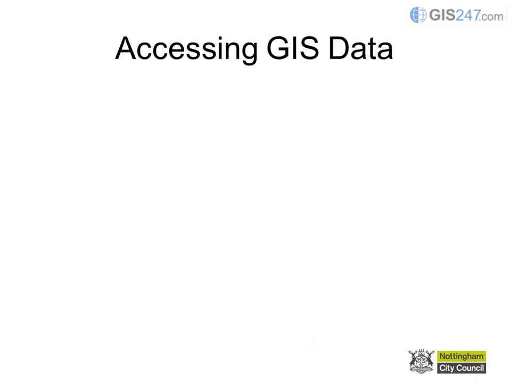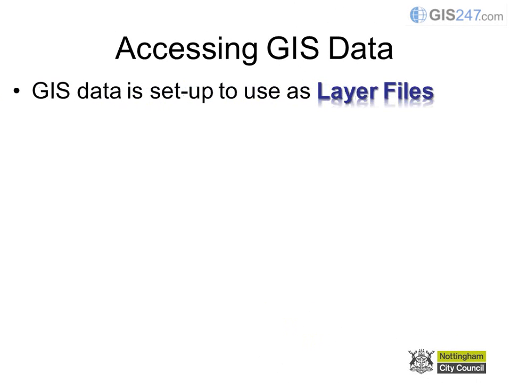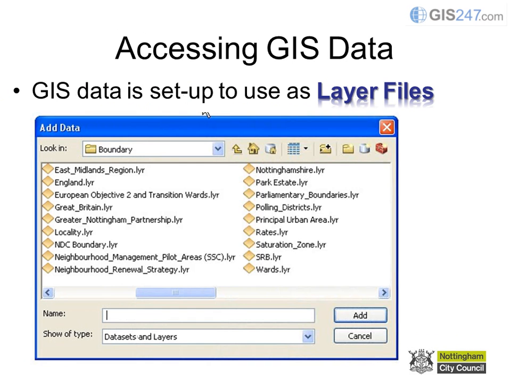All the different datasets that are available to you on the H drive are what are called layer files. A layer file is stored as an individual file outside a map document and can be added to any ArcGIS map document as and when required. A layer file is a special type of GIS file that does not store the data but points to the source data file, reading the data from a different location.